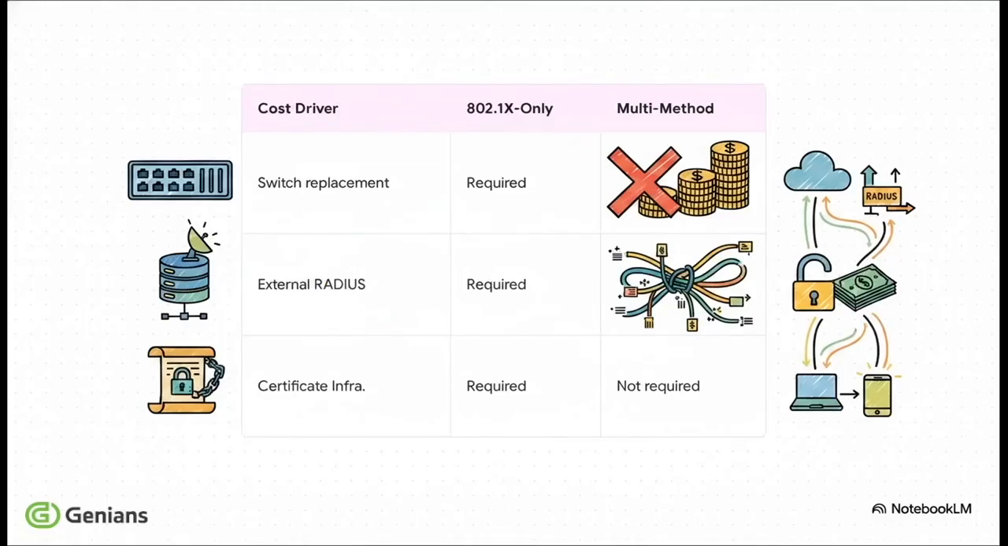This table illustrates the difference in capital expenditure based on the platform architecture. An 802.1x only platform requires switch replacement, an external RADIUS server, and a certificate infrastructure for EAP-TLS. A multi-method platform does not require switch replacement and can include a built-in RADIUS server. It also doesn't require certificate infrastructure for all of its methods.